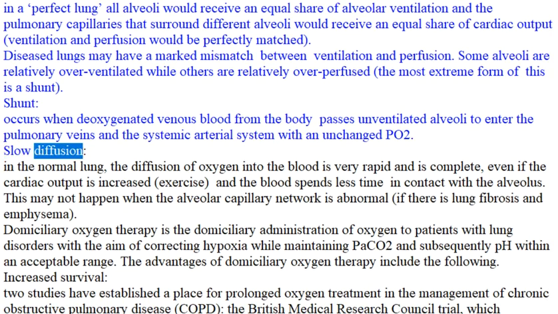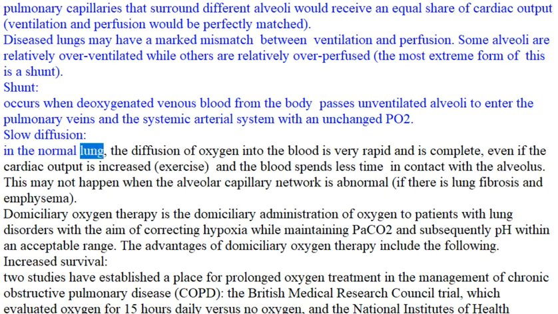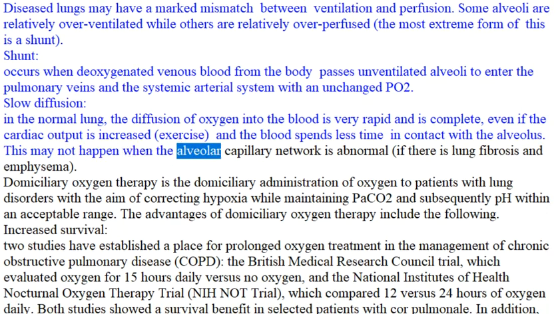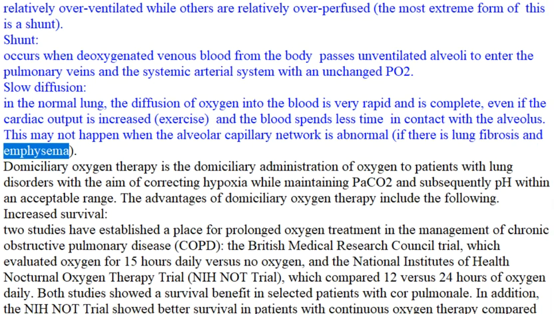Slow diffusion. In the normal lung, the diffusion of oxygen into the blood is very rapid and is complete, even if the cardiac output is increased, for example in exercise, and the blood spends less time in contact with the alveolus. This may not happen when the alveolar capillary network is abnormal, as in lung fibrosis and emphysema.